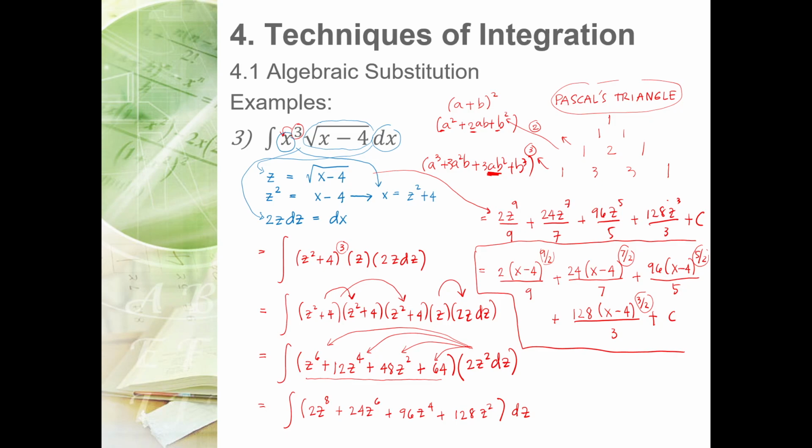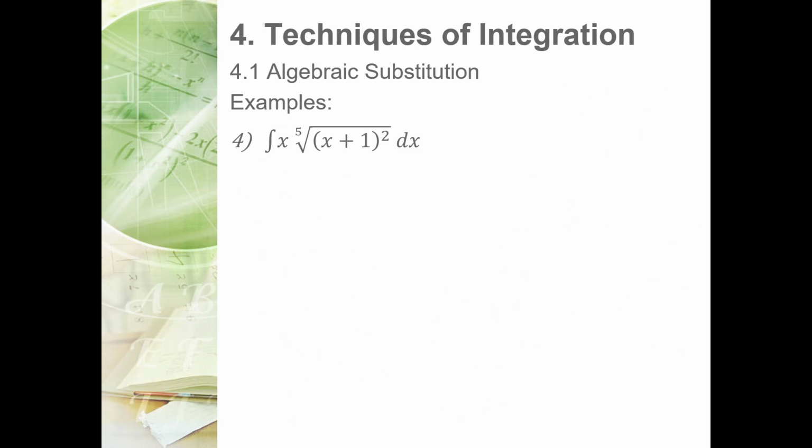So, questions for example number 3? Okay, no questions. So let's go to example number 4. This time we have x times the fifth root. This is the index of the radical function, the different parts of your radical expression. The index means the root being expressed in the radical function. So the fifth root of x plus 1 squared.